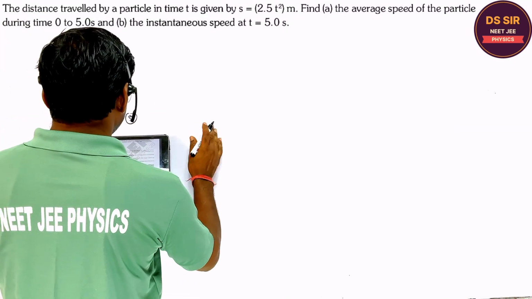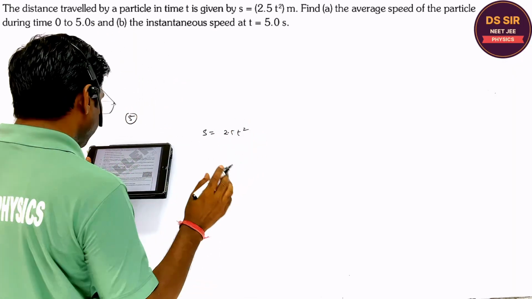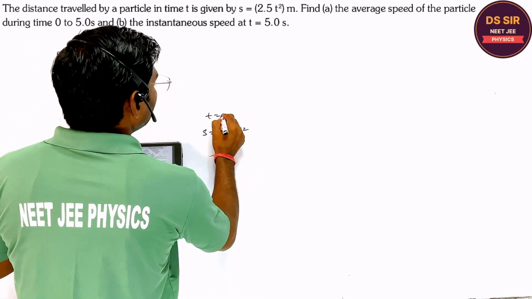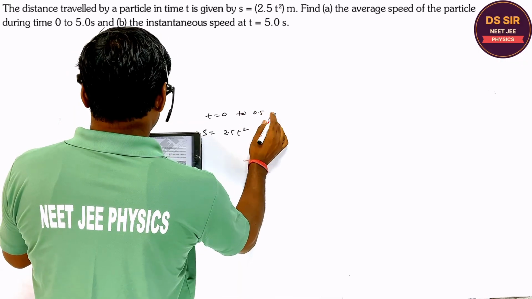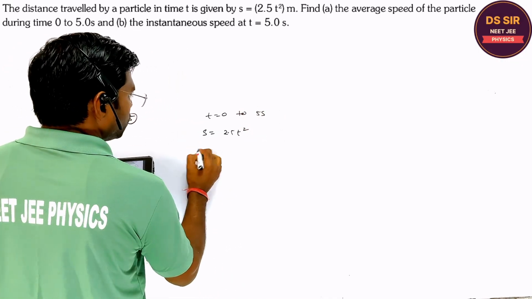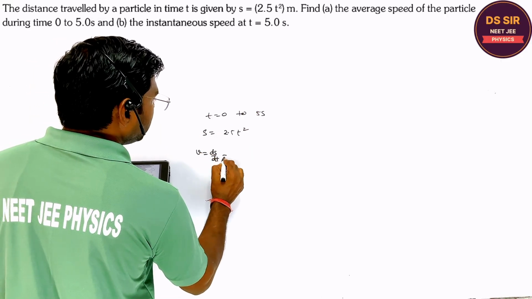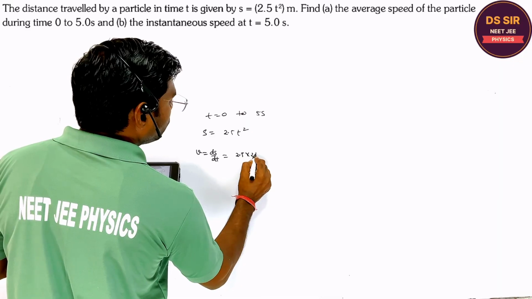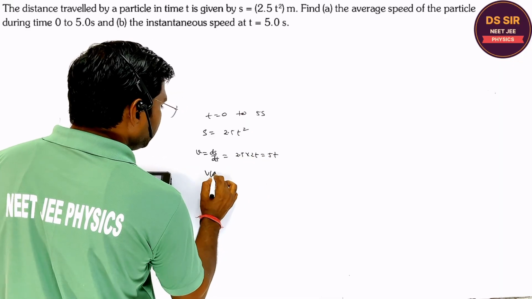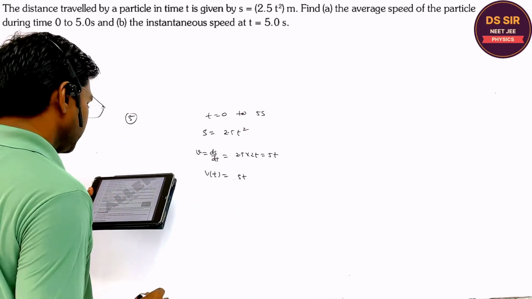So just I am solving. Read this question. Distance traveled by the particle is 2.5 t square. Find the average speed from t is equal to 0 to 5 seconds, and the instantaneous speed. So listen one thing. First, the v you have to find: ds upon dt is equal to 2.5 into 2t is equal to 5t. The instantaneous speed is 5t. All right, this is the one thing.